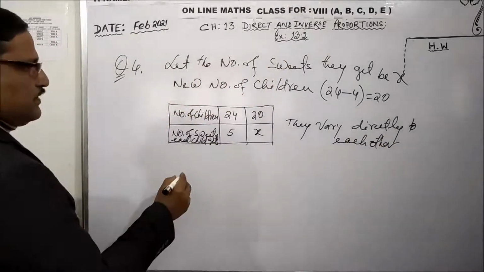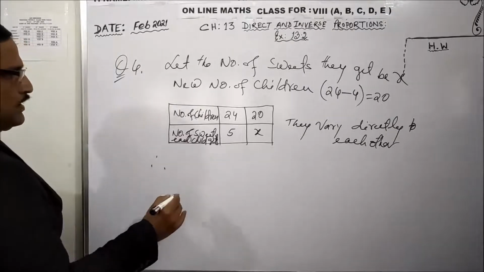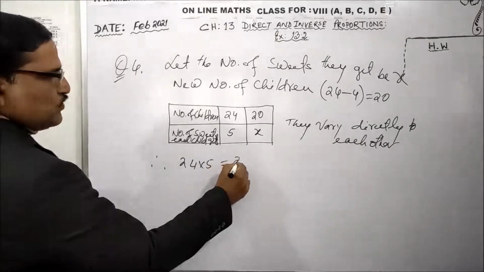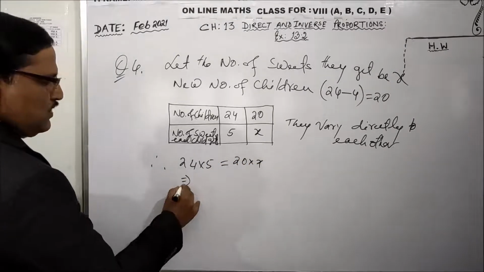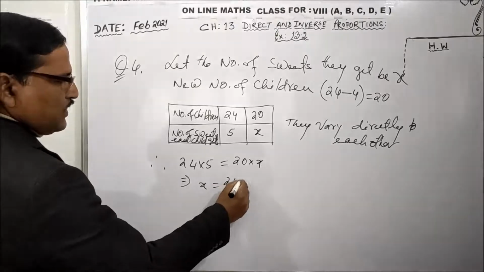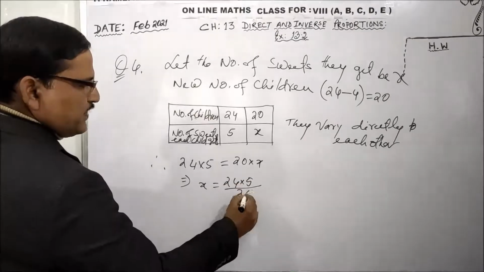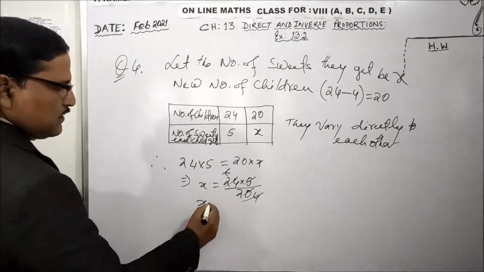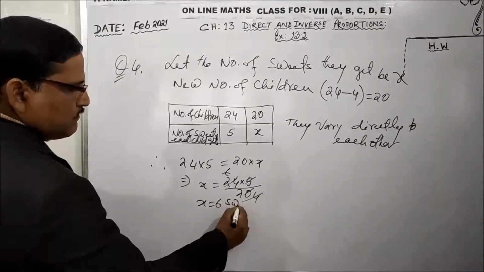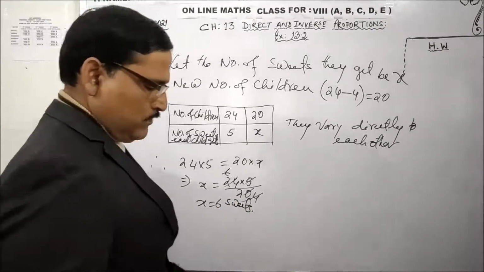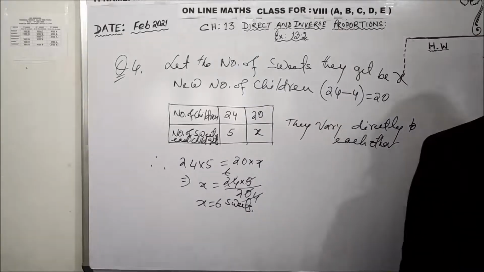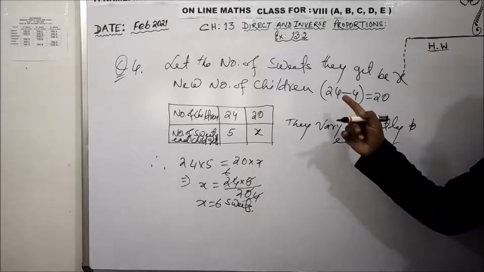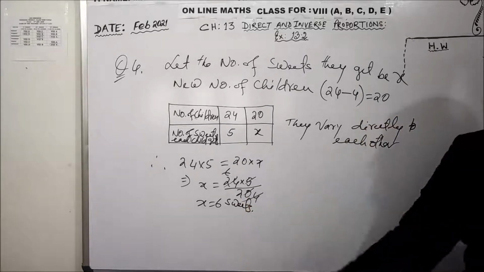Then solve it. Therefore the product 24 into 5 equals 20 into X, or X equals 24 into 5 by 20. Cut by 4, the 6, the 6 sweets. So the answer: each child will get 6 sweets. Written? So if the number of children is 20, then each child will get 6 sweets.